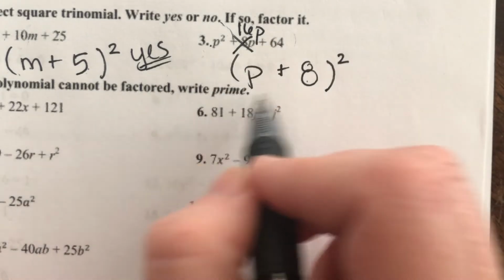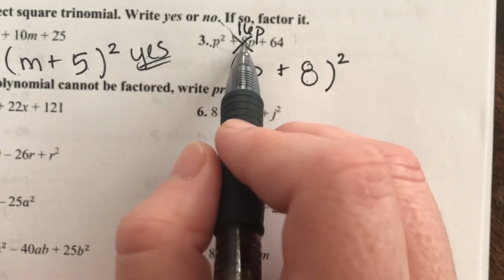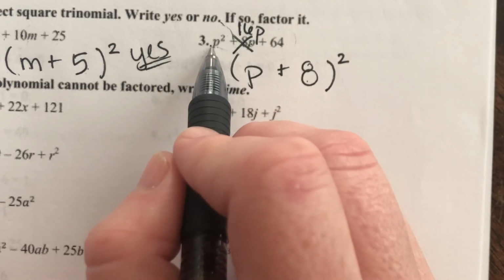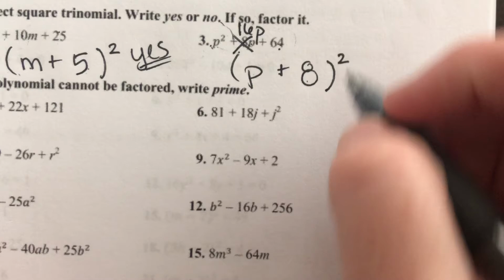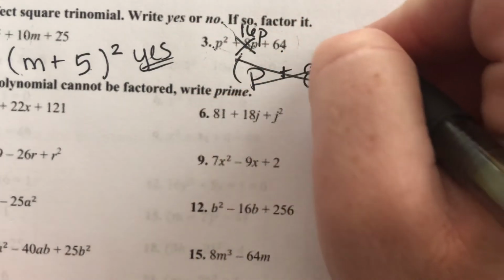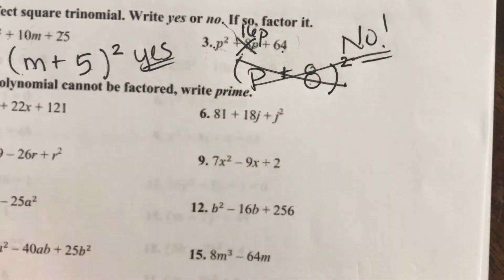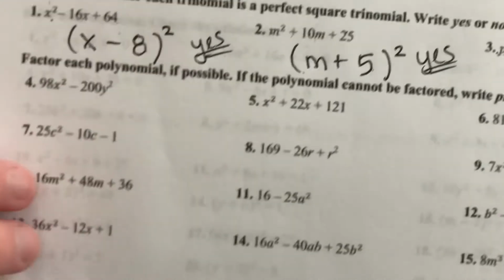For this to be a perfect square trinomial, the middle term has to be the square root of the first times the square root of the last times 2. And it's not. So we're going to write no. Okay, I hope that's making sense.